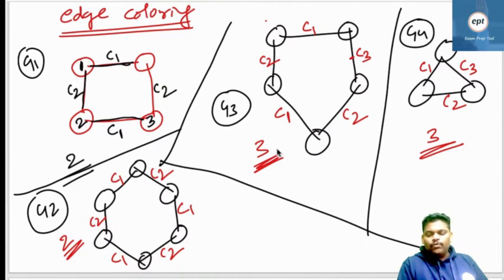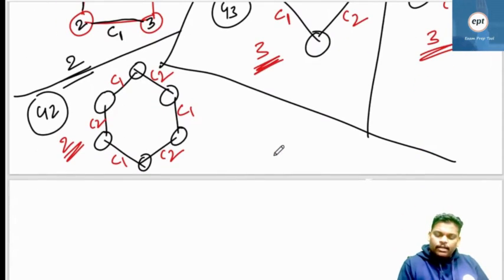Right? G3, G4, both are odd cycle. So I think from this let me write now.